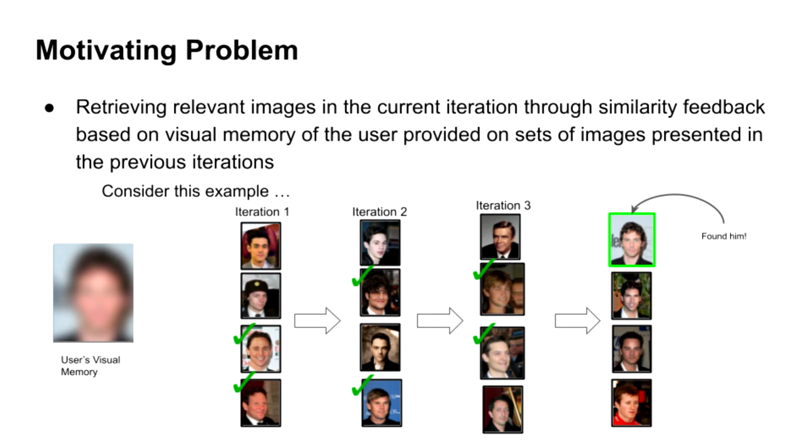For example, you can see a demonstration of an ideal case on the slide where the user's visual memory is depicted on the left, and then based on the similarity suggestions denoted by the green ticks, the system progressively recommends new images until the most matching image is found.